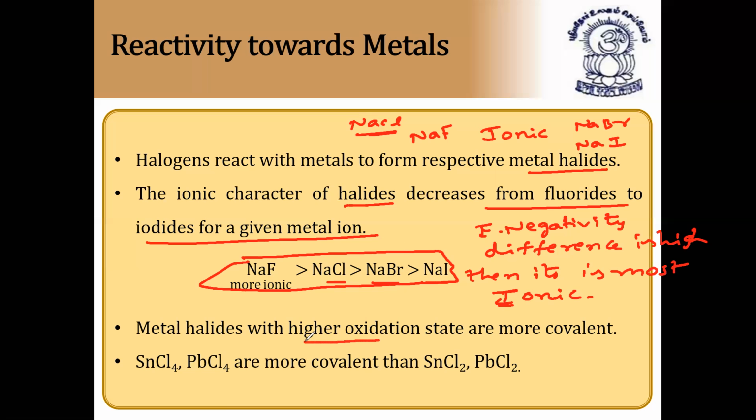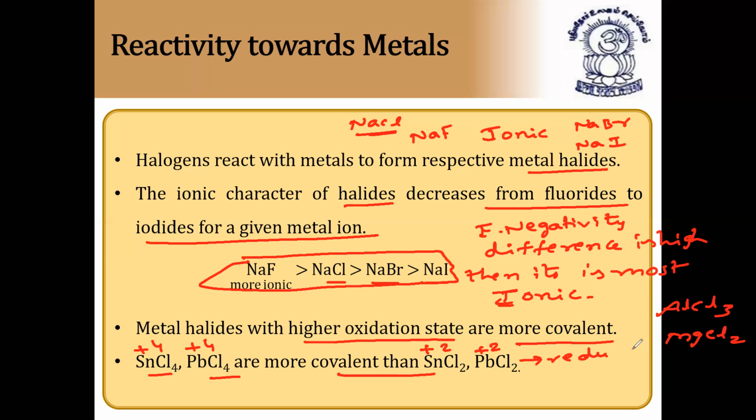Metal halides with higher oxidation state are more covalent. Metal halides with higher oxidation state, like aluminum chloride, are covalent in nature. Magnesium chloride is ionic in nature, but less ionic compared to first group metals. So SnCl4 and PbCl4, with Sn in +4 state and lead in +4 state, are more covalent than SnCl2, which is in +2 state. So metal halides with higher oxidation states are more covalent than metal halides with lower oxidation states. If it is more ionic, it means more reducing nature. I hope it is clear.